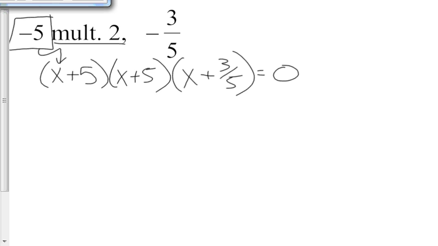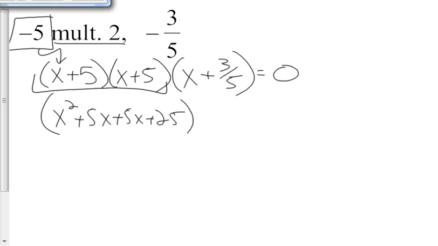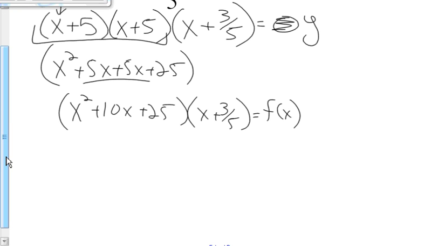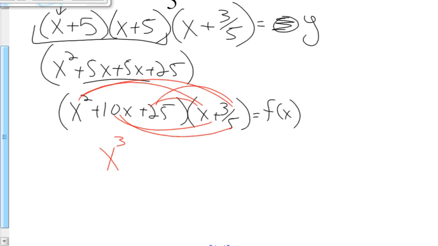If we were told to put this in standard form, then we would multiply these out together. We could multiply these together and we get an x squared plus 5x plus 5x plus 25, which those can combine. So x squared plus 10x plus 25, then multiply that by our final group. I didn't need to put 0 there, I could put y. So once we're here, then we'd multiply each of these to each of those, and we'd end up with some kind of x cubed plus whatnot.